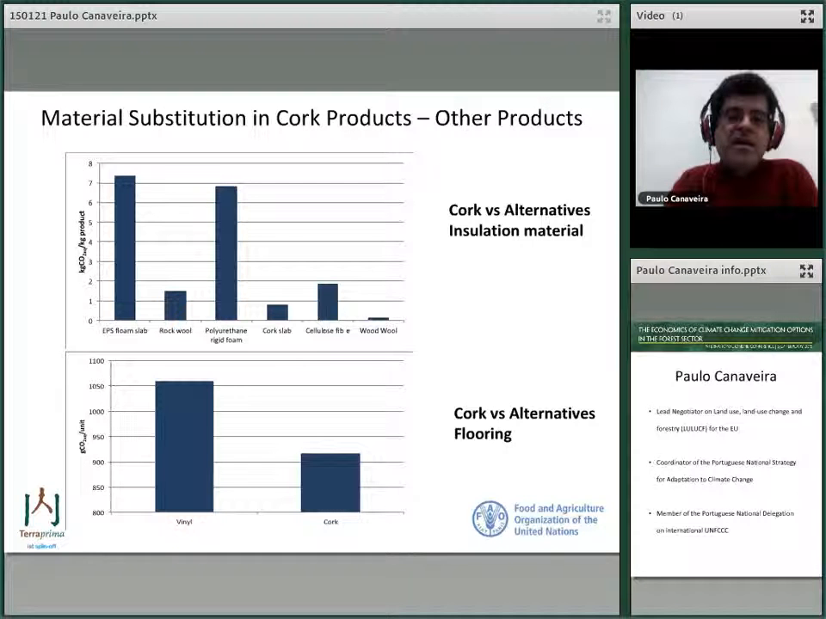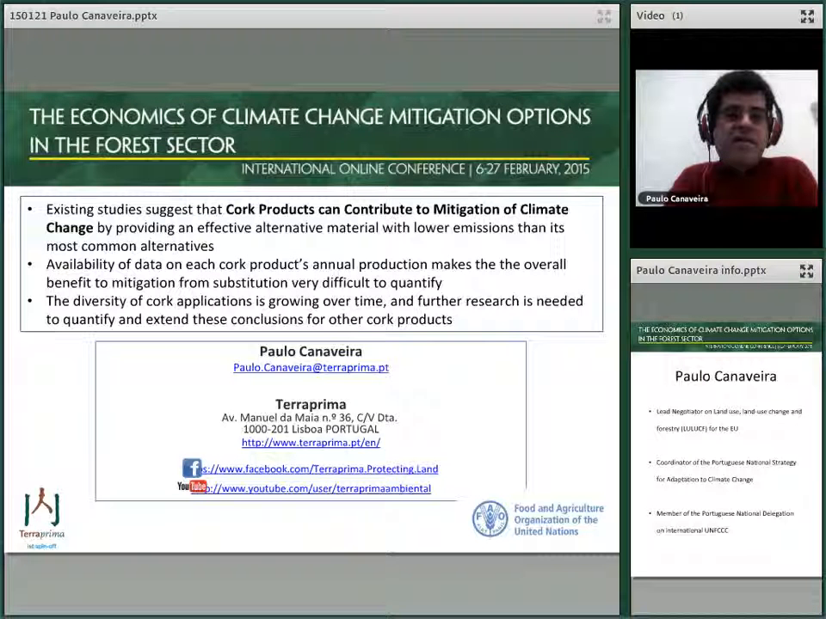Just to finalize. What we see from the literature is that cork products can contribute to mitigation of climate change by providing alternatives which are better than their competitors in terms of emission performance. But the assessment of this contribution is difficult to quantify, except for the case of cork stoppers, which I made before, and also the diversity of cork applications is of course growing, with other products that are coming into the market.